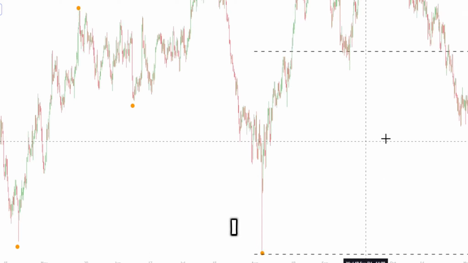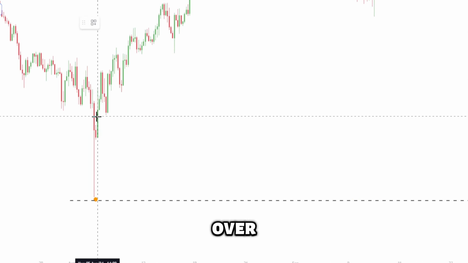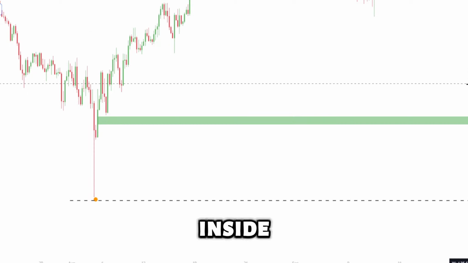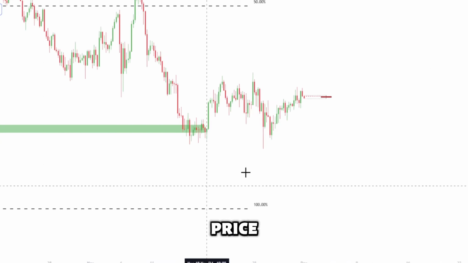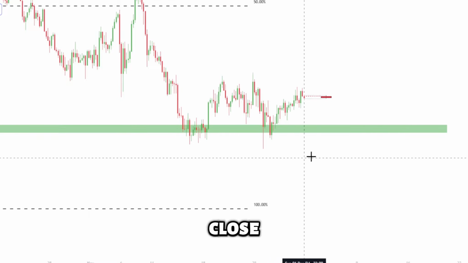So if I quickly draw your attention to the left over here, we had a fair value gap over here, right? So this fair value gap was deep inside the discount, as you can see. The price has basically filled this fair value gap and respected it. We've struggled to really close below it.